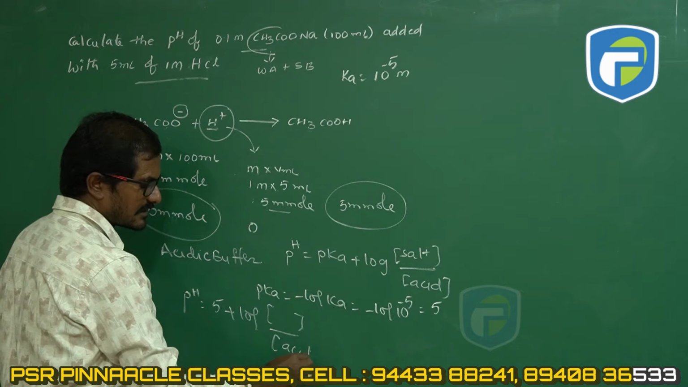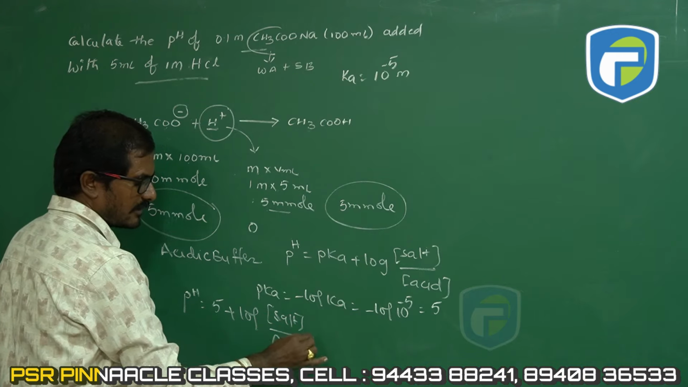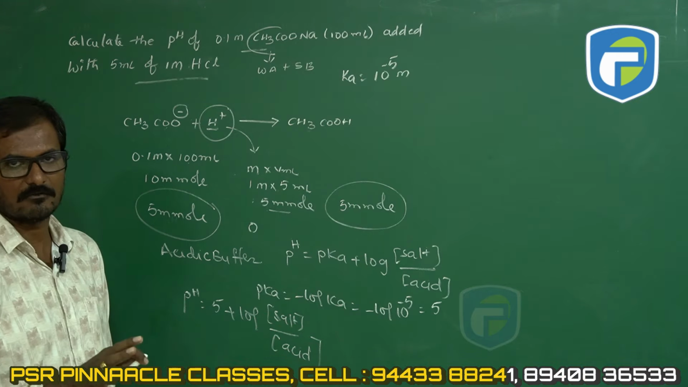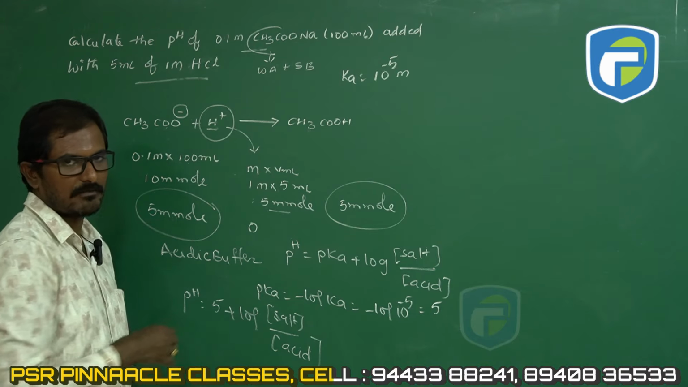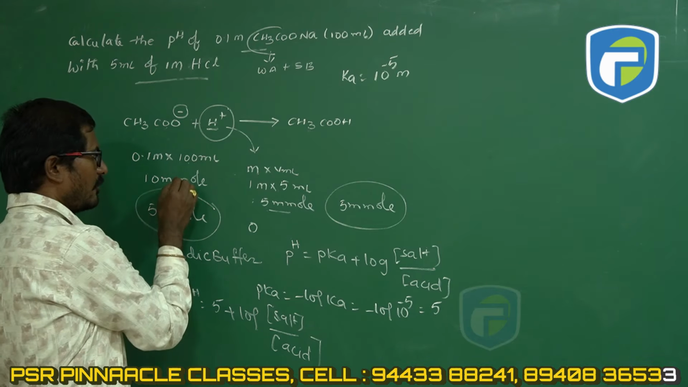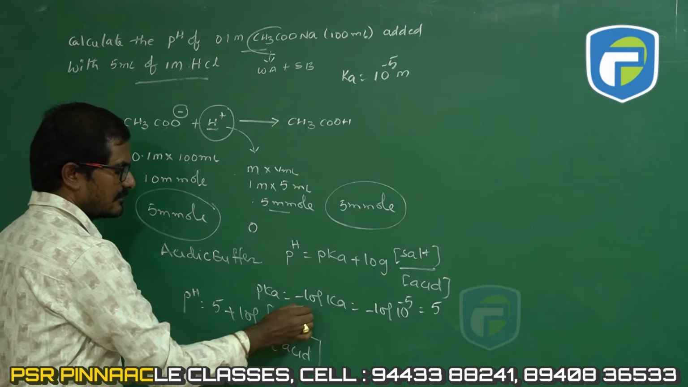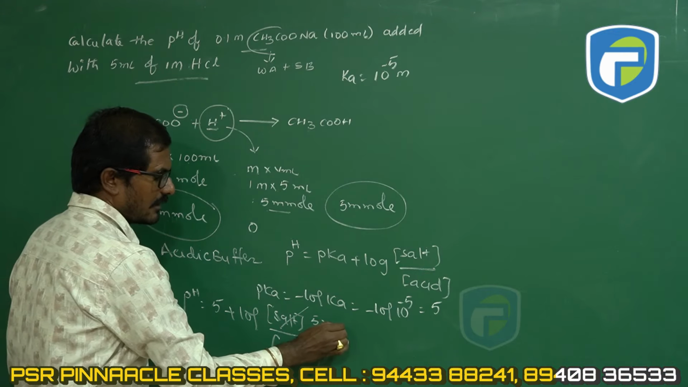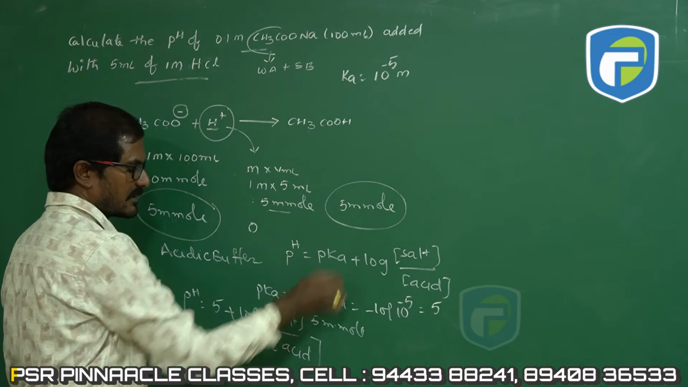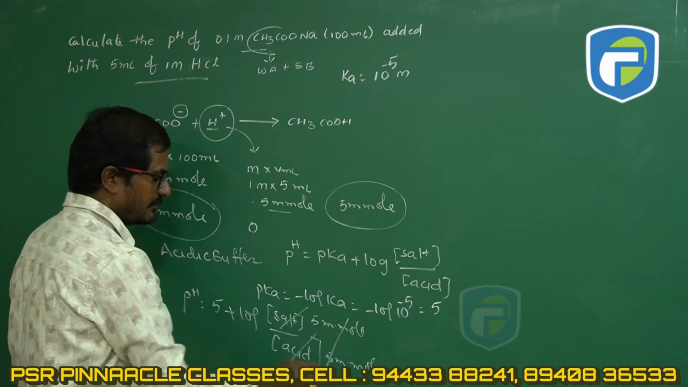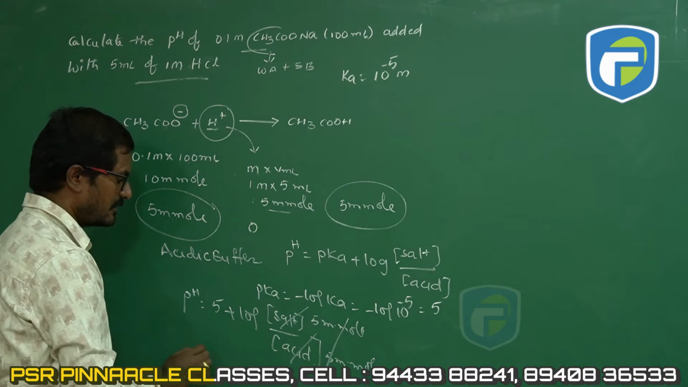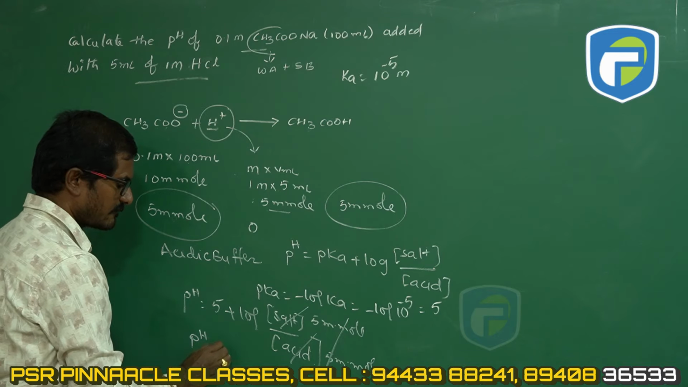As I told in last class, for buffer calculations, no need of considering volume. Directly take number of millimoles of salt and number of millimoles of weak acid. How many millimoles of salt is present? 5 millimoles. How many millimoles of weak acid is present? 5 millimoles. Now it will be log 1. Log 1 will be 0. pH is equal to 5.